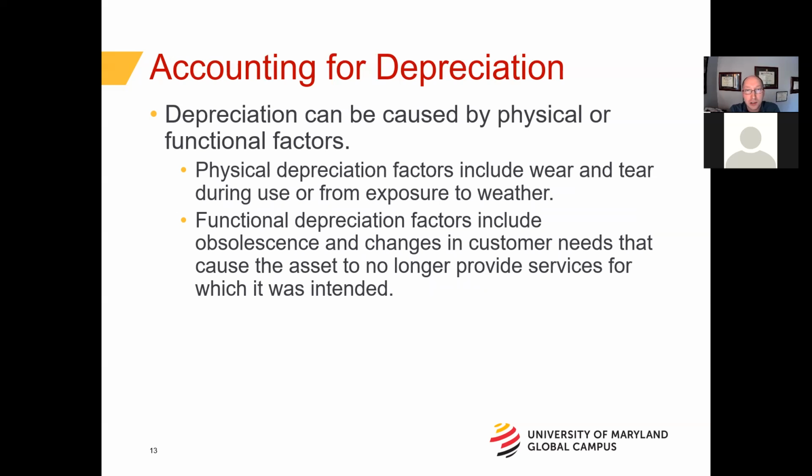Depreciation is typically caused by physical or functional factors, such as weather exposure, or functional factors, meaning it becomes worn out or obsolete. These are the reasons for depreciation. But depreciation happens regardless of these factors. Depreciation happens because it's time bound. It's based off of the usefulness or useful life of the asset.